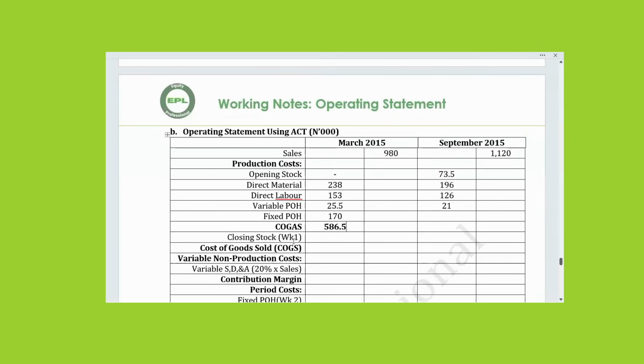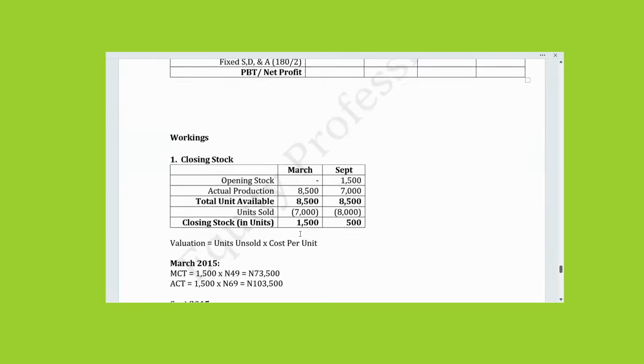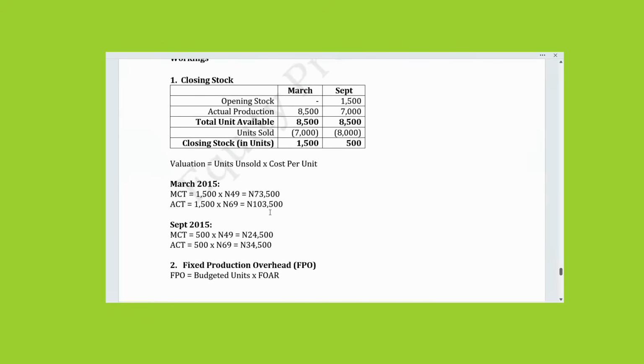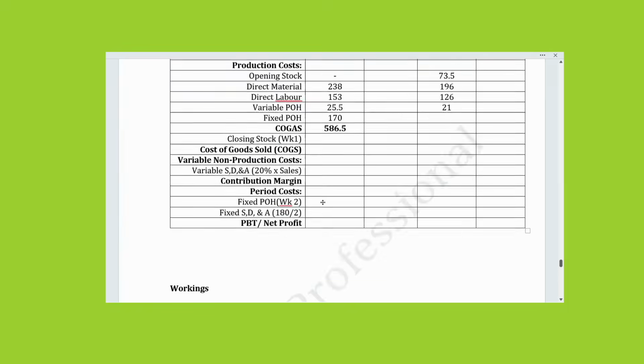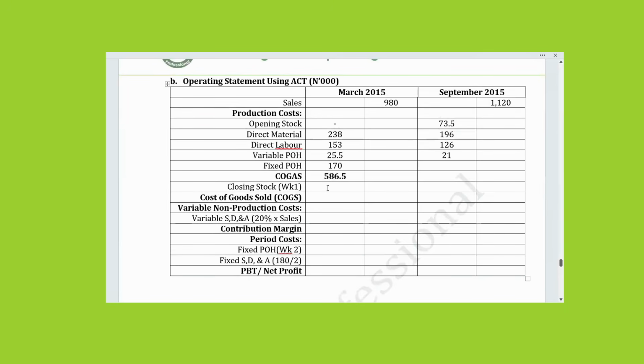586.5. All right, so closing stock, we have done the working. Closing stock, that's 103.5. Give me the difference. 483. Then, of course, the next thing we need to do is to consider overhead absorption.